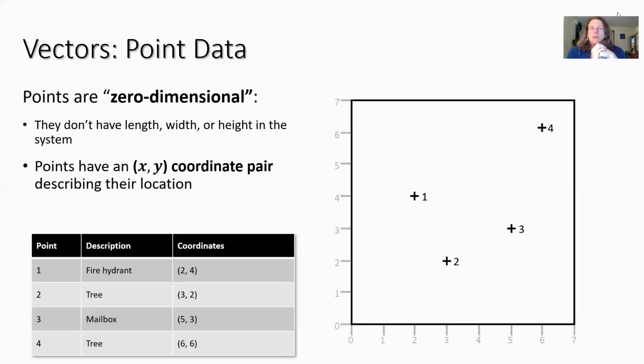So the three different types, again, there's point data. So points are zero-dimensional. That is, they don't have a length or a width or a height. All they are is a single pair of coordinates, x and y, describing a location. So they have no shape, no area, no length, no width.